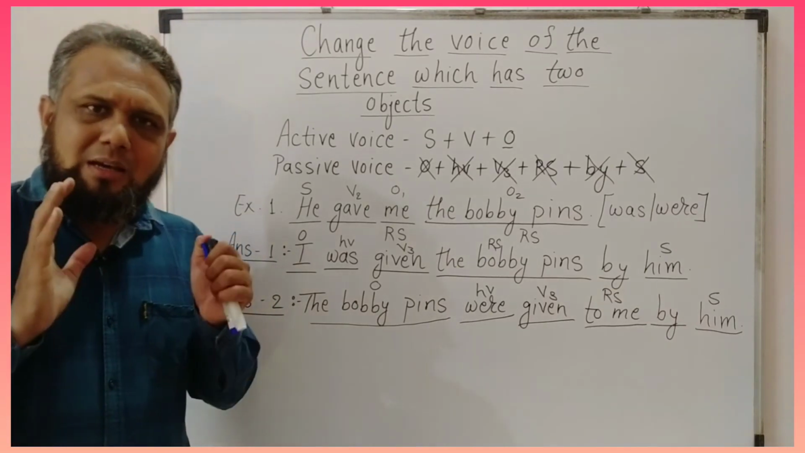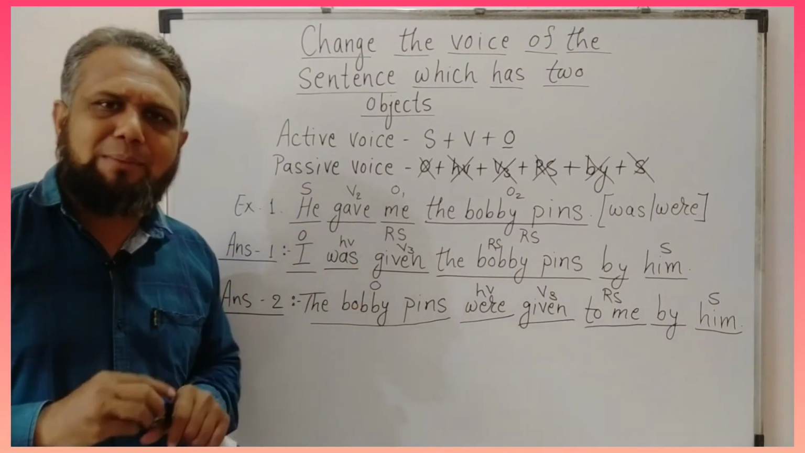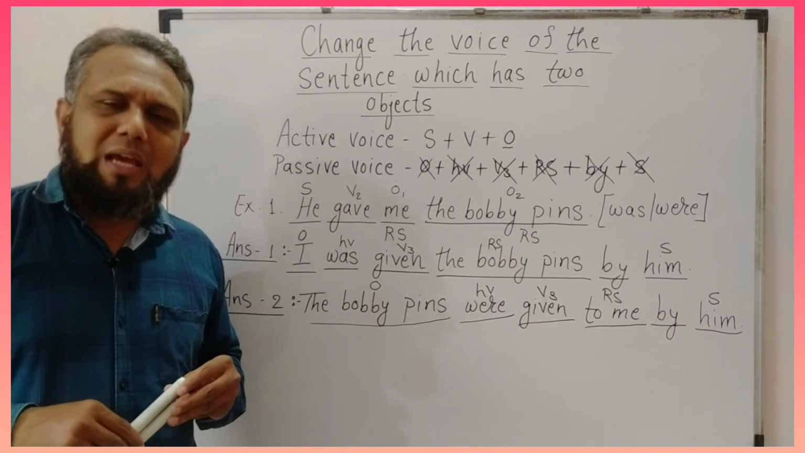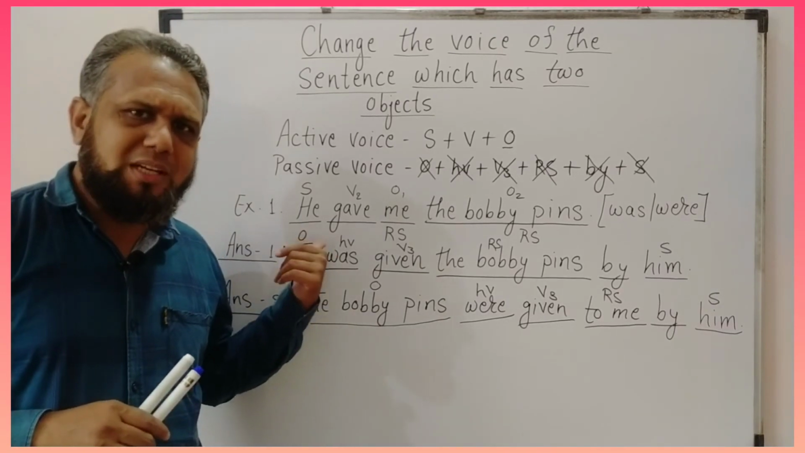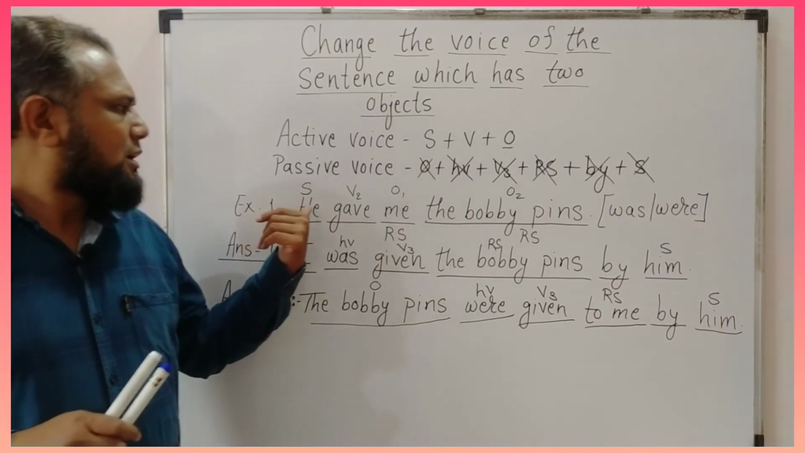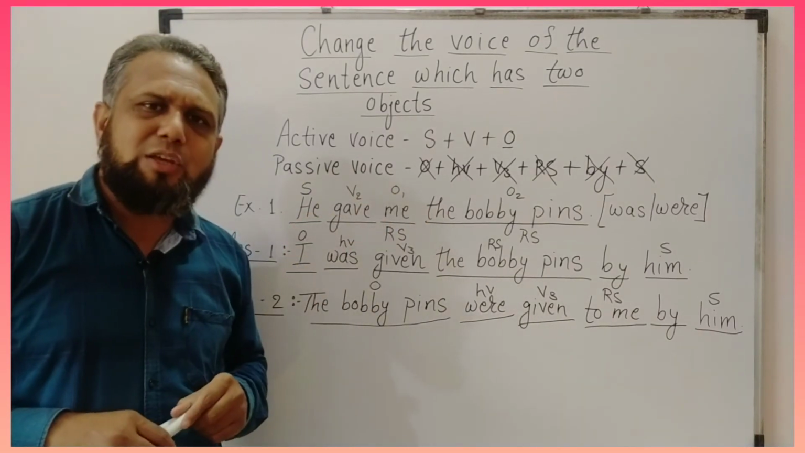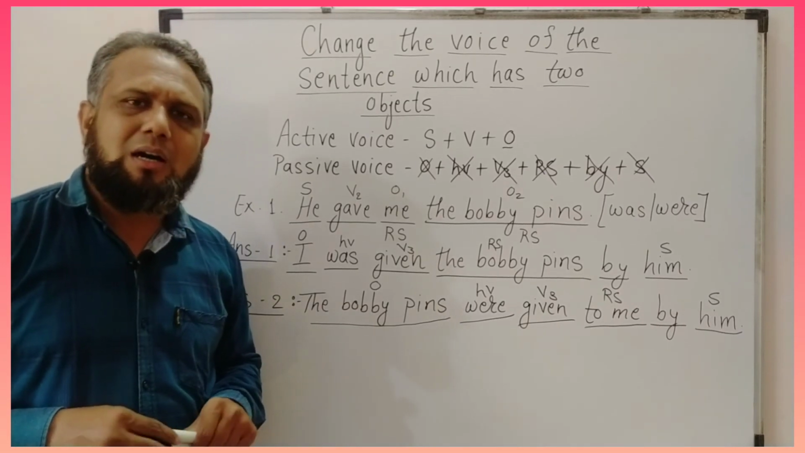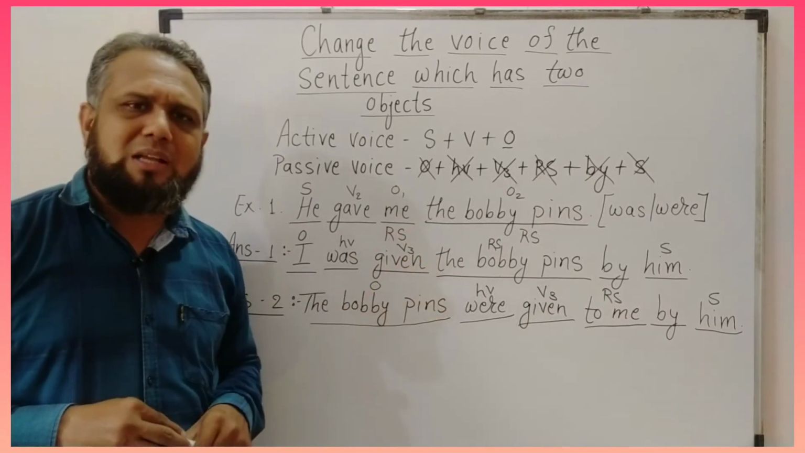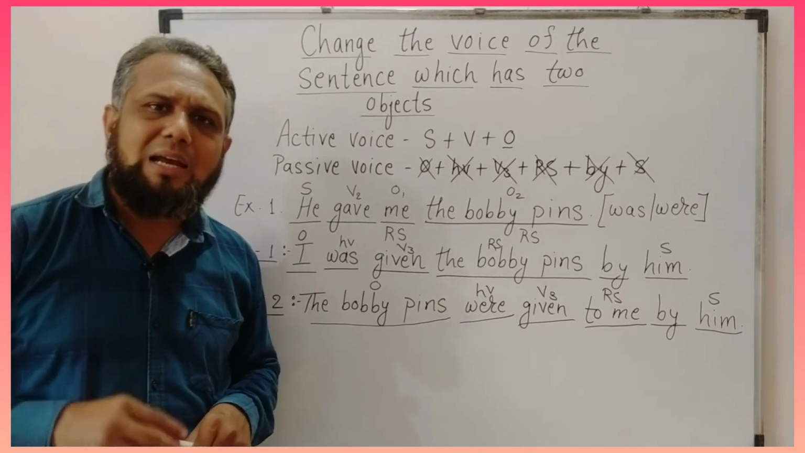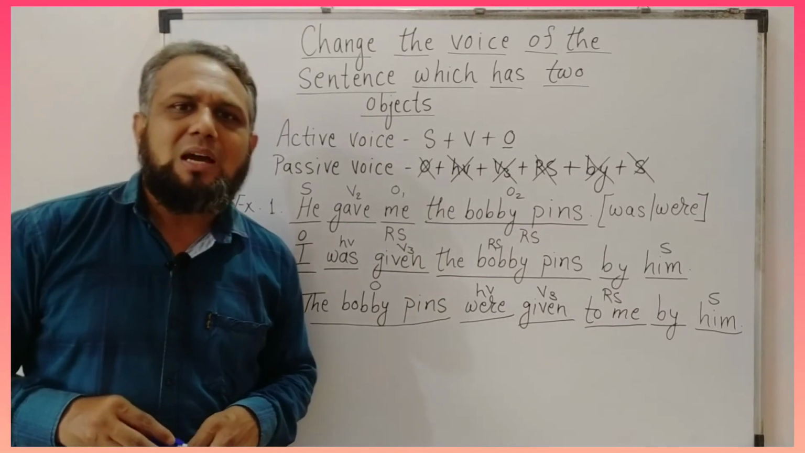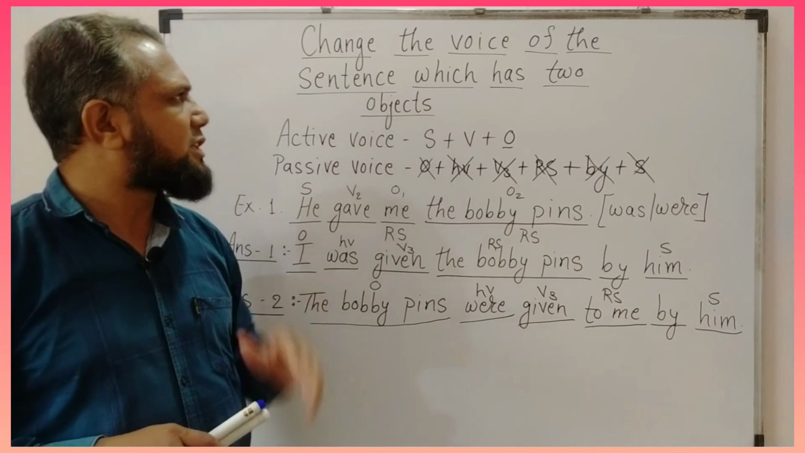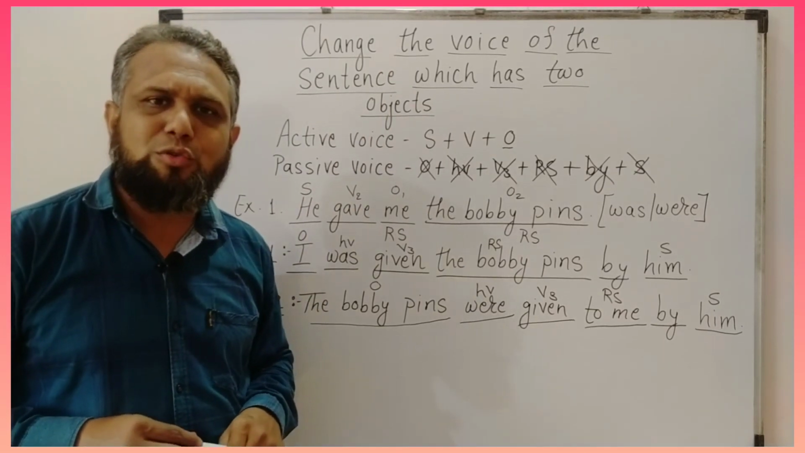So friends, please look at this example very carefully. If you get a question in the question paper, a sentence with two objects, then you have to follow this procedure, and you can write any one of the two answers, because both the answers are equally correct. So hope you have understood this topic, changing the voice of a sentence which has two objects.